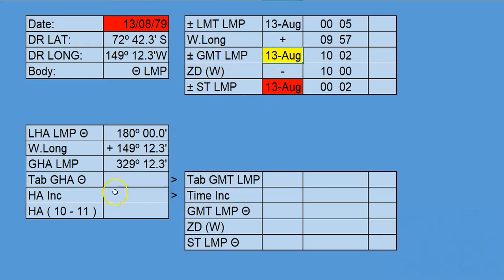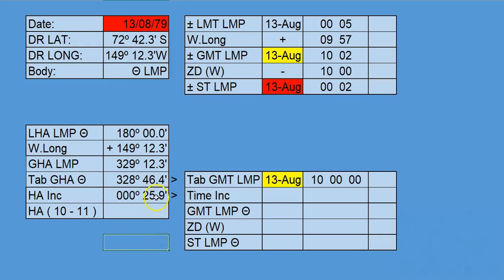On this 13th of August, we're going to find the tabulated GHA that's closest to and also less than 329 12.3. So we go into the almanac on that date, we find the GHA, and it's actually quite close: 328 degrees 46.4 minutes. This will be on the 13th of August, which again matches, at 10 o'clock in the morning. So there you can see the 10 o'clock in the morning and the 10 o'clock in the morning there. They also add up. So we can simply subtract those two.